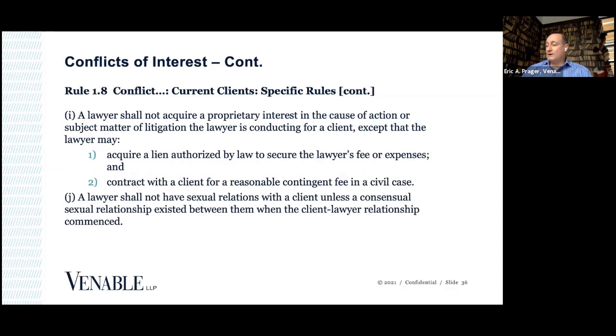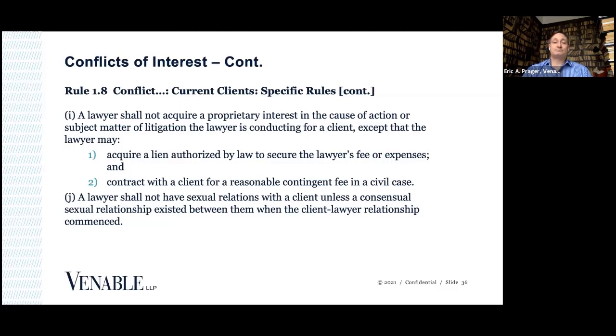And then 1.8I, further information about requirements around getting a proprietary interest in the subject matter. This too can come up in relation to litigation finance, and these are again somewhat complicated structures and require some attention.